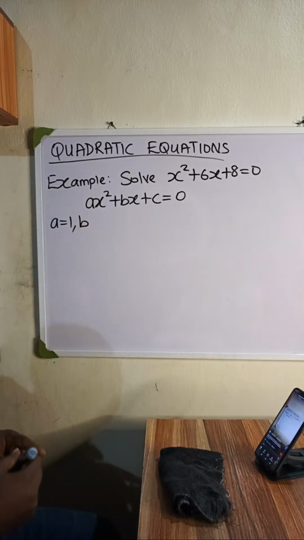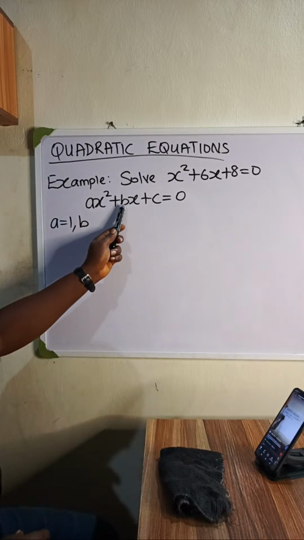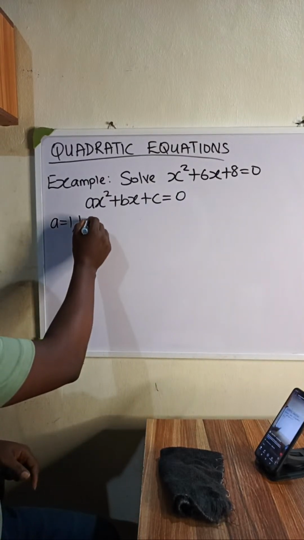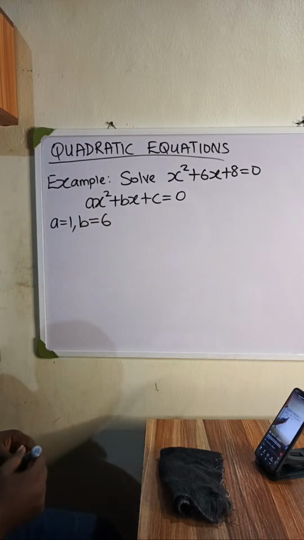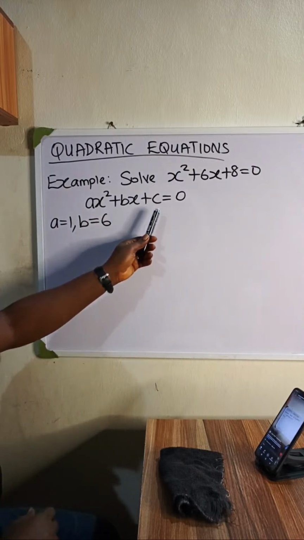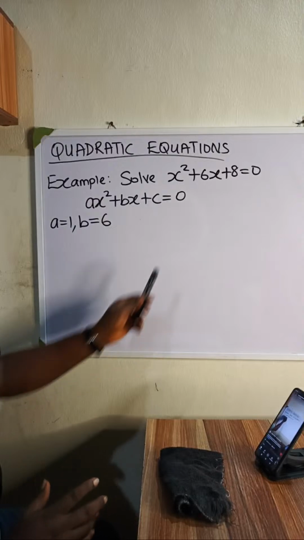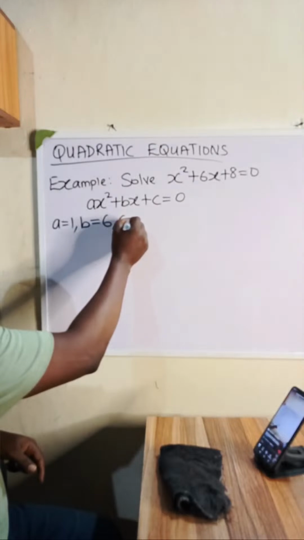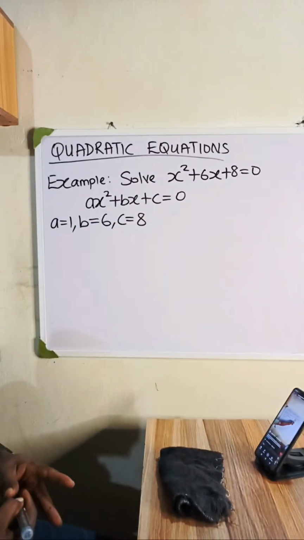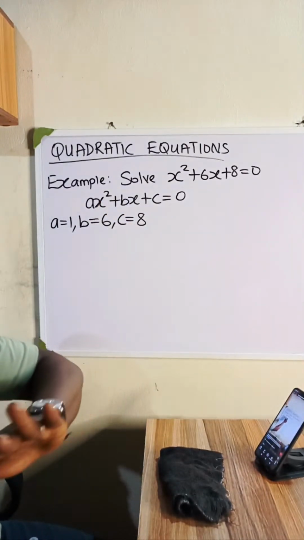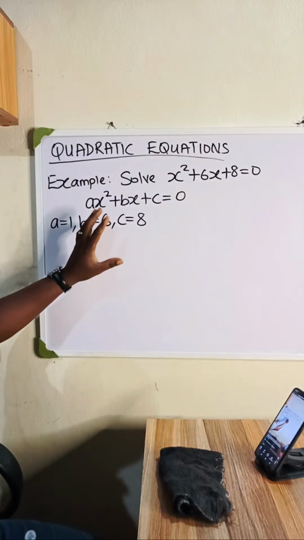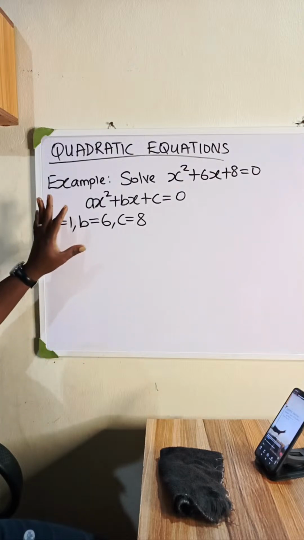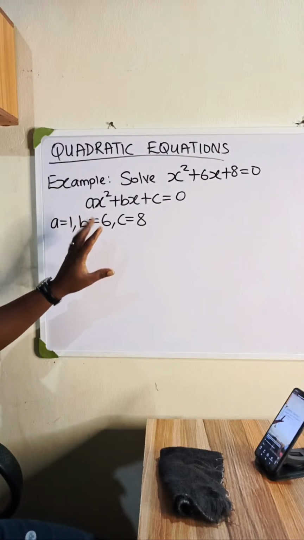Our B is the coefficient of x because we have bx. Here we have 6x. That means our B is equal to 6. Our C is the number that is standing alone without any x. So our C is equal to 8. Good. So this step is common for all the methods that you can use to solve quadratic equation.